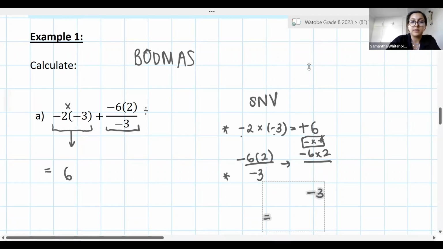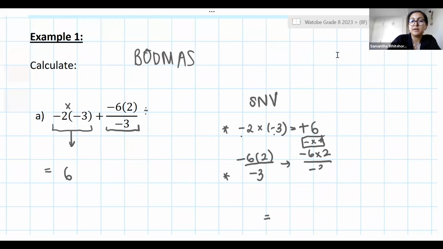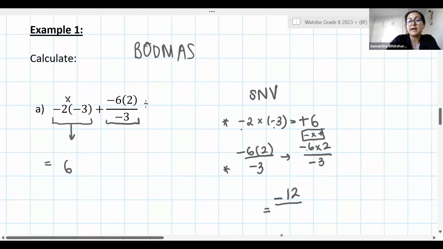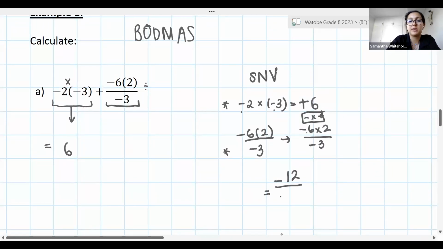Whoops, sorry, I don't know what happened there. Okay, anyways, it will be a -12, because -6 times +2 gives me a -12, and that's all being divided, sorry guys, don't know why it's jumping, but anyways, by a -3.